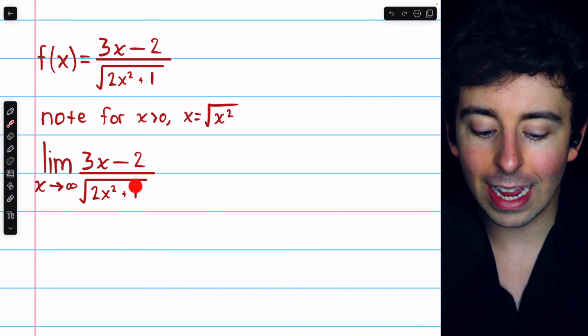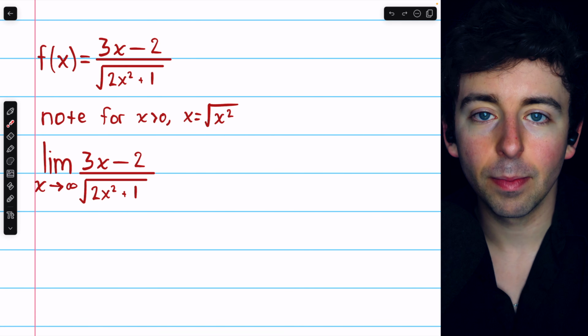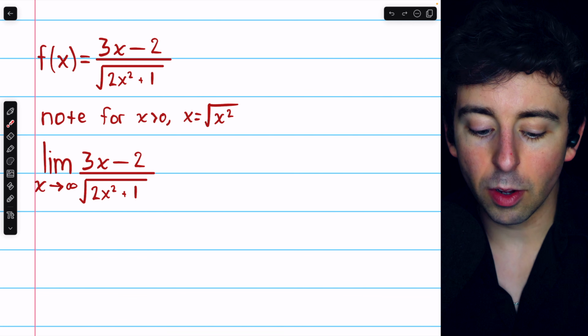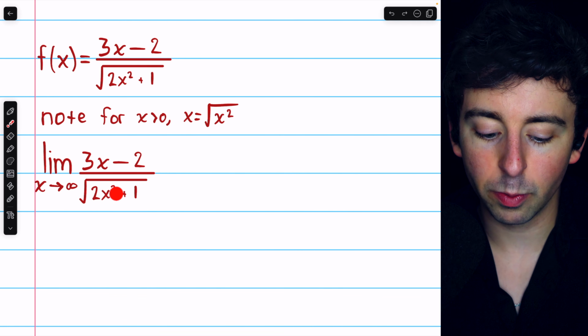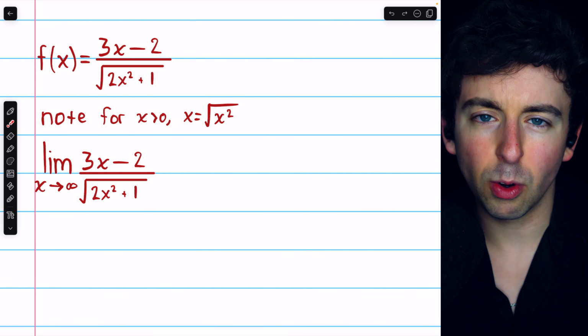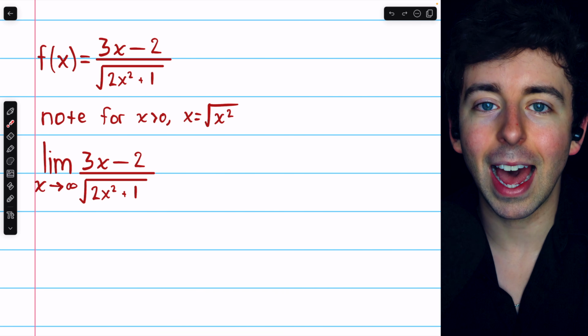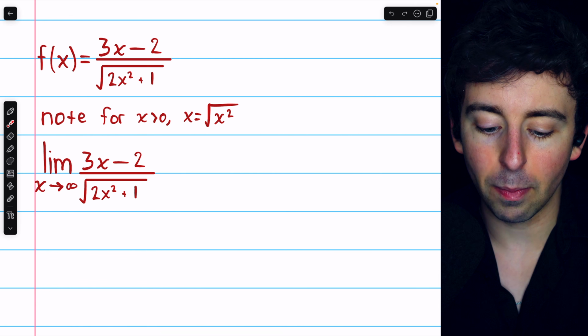We're going to divide the numerator and denominator by x. That's the highest power of x that appears in this function. You may say, well, hey, look, x has a power of 2 in the denominator, but it's in a square root, so really it's like a power of 1. So we're dividing by that highest power. Divide by x, divide by x.